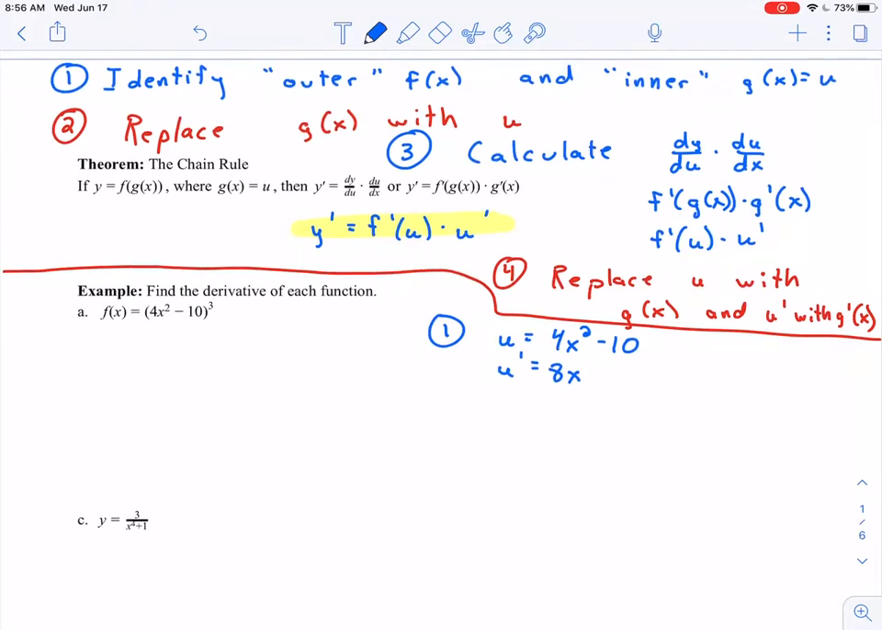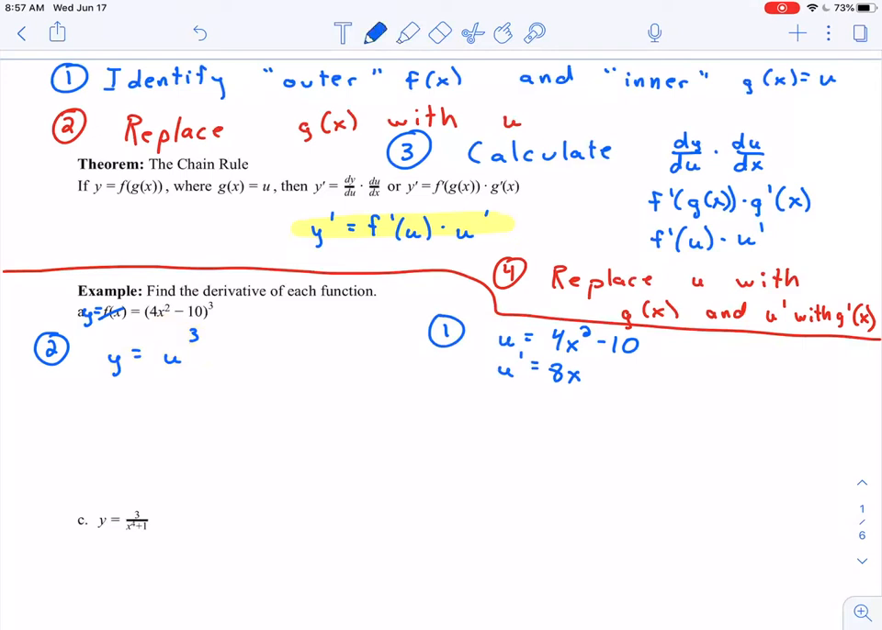Over here in step 2, well, I really have a little bit of step 1 left to do. I'm going to replace g of x with u. Well, what did I say u was? I said u was 4x squared minus 10. I'm going to take out this 4x squared minus 10, and I'm going to replace it with u. So let's see, I'm going to use y here instead of f of x. I think that's a little bit easier. y equals u raised to the 3rd power. And that's it. Our goal here with this step is to come up with a function that's a lot simpler to work with, something that we can take the derivative of. I know how to take the derivative of u to the 3rd power. I just use my power rule.